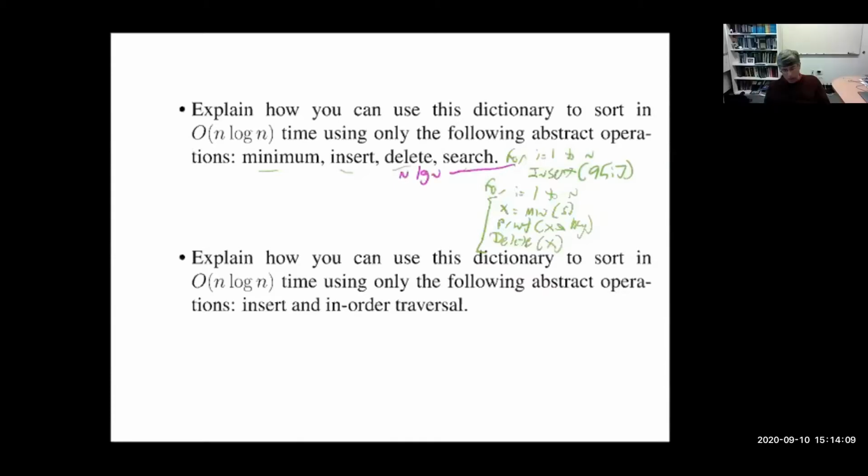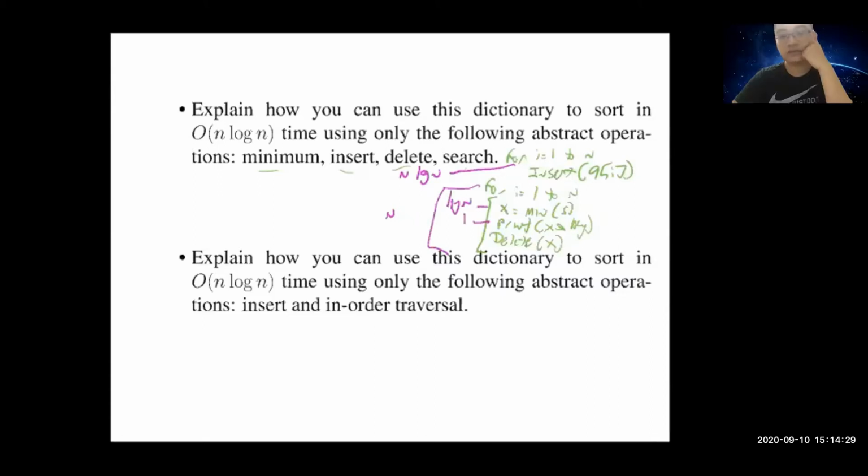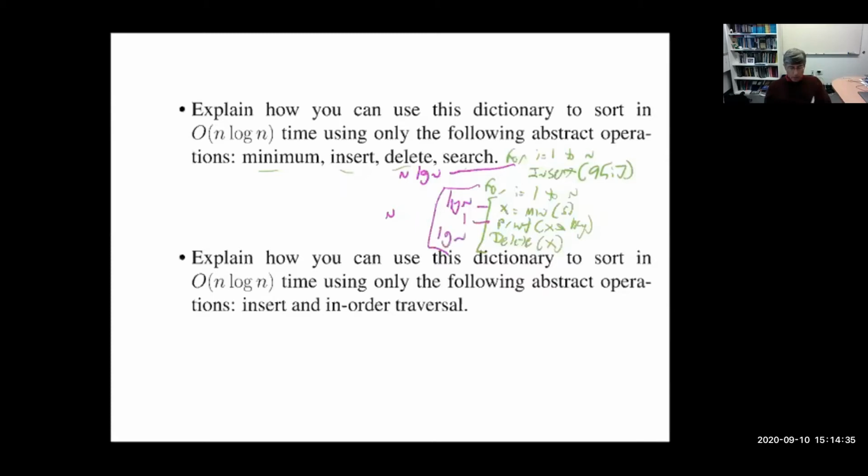How much time will this other algorithm take? It's going to be n times what? How much time did it take to find the min? Log n. How much time did it take to print it? Constant. How much time did it take to delete the item? Log n. So this total thing is n times log n plus log n plus 1, which means n log n. N log n plus n log n is n log n. Does everybody agree this is another n log n algorithm?